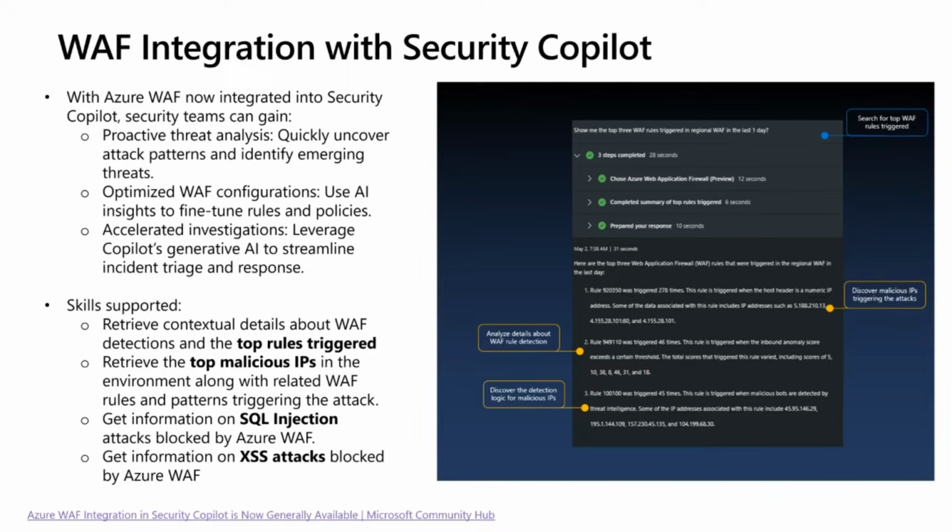During incident response, the Security Copilot capabilities accelerate investigations by delivering contextual information, such as the top WAF rules triggered, the most malicious IP addresses targeting the environment, and details of significant attacks like SQL injection and cross-site scripting. This is all done with the help of simple natural language prompts in the Security Copilot portal, so we don't have to have a lot of knowledge of KQL queries. This integration streamlines operational workflows, improving overall security posture and response times.